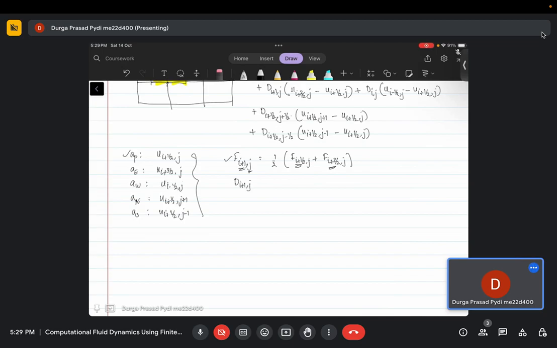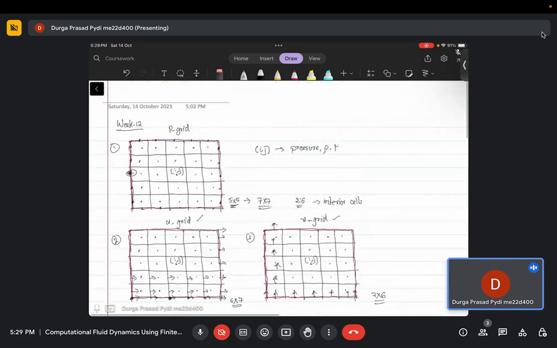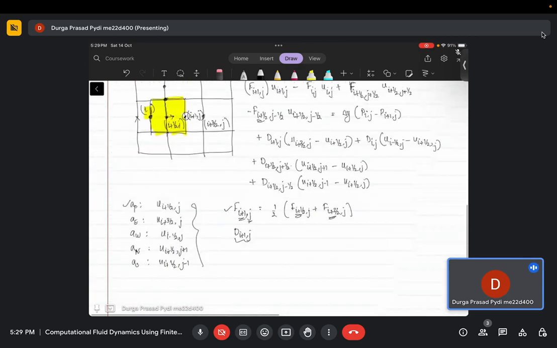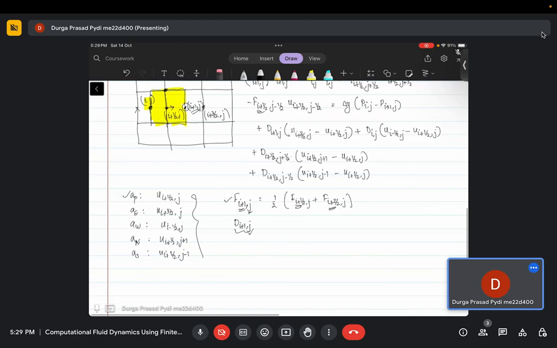D is something that uses diffusion coefficients. As we have started discussing, all your pressure, density and your mu or whatever your gamma is only stored at the cell centers. So here D I plus 1 j is essentially the cell centered value at I plus 1 comma j. That is something that we already store, so you can directly use this. We are not storing anything at the face centers.